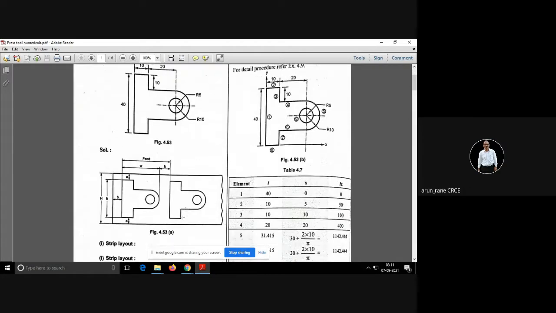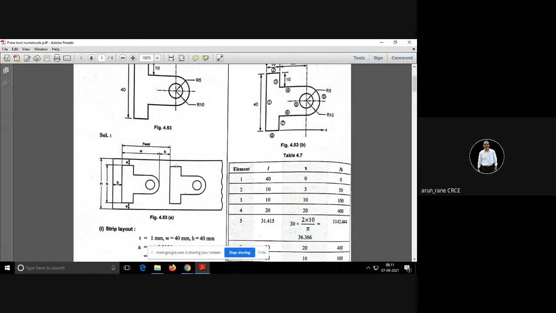Okay, so strip layout means, see, this is the strip, which we feed in the press machine. Now you have to place the component in such a way that there is minimum wastage. Now where is the wastage? This side is wastage, correct? This whole part is your wastage. Are you understanding this? And this is what is going to be used.